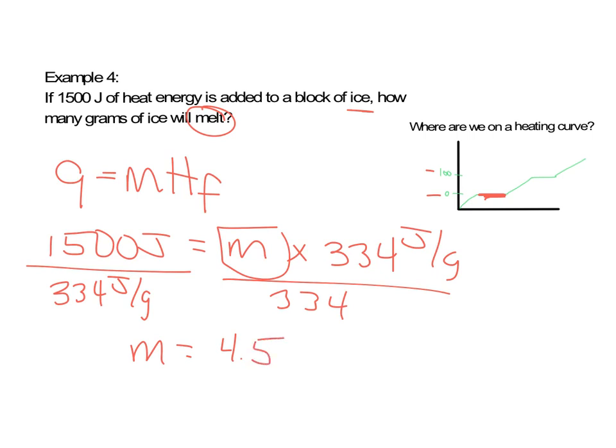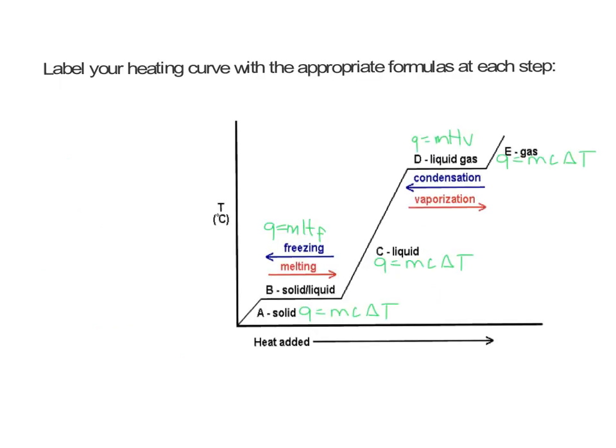Now let's think about those units. The joules are going to cancel out. We're left with 1 over grams, so it flips around and turns into a numerator unit of grams, which is the appropriate unit for mass, so we know we did the algebra correctly. So now we did a problem where we're dealing with melting, that's that bottom flat line, Q equals mHF.